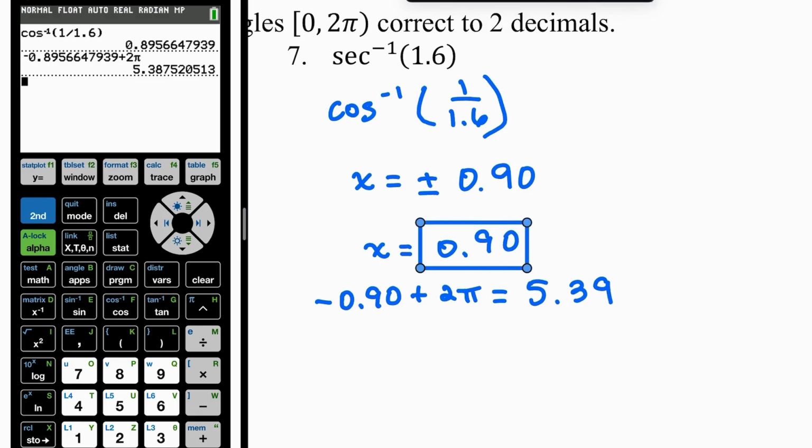And you can go about checking to make sure that those angles actually give you a ratio of about 1.6 for secant. And you do that by doing 1 over cosine of 0.9, which is pretty close.